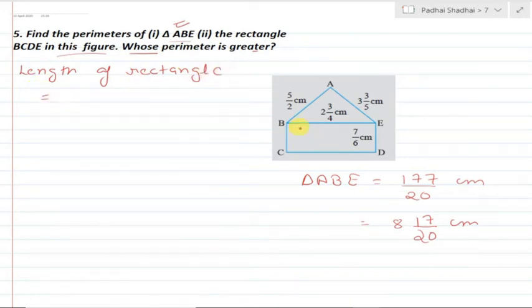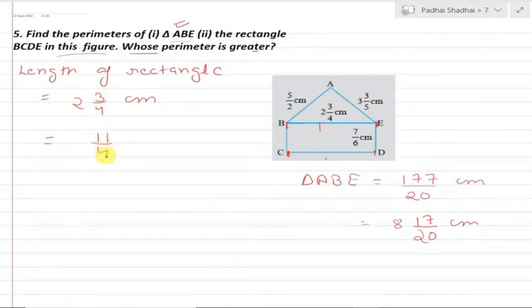BE and CD both can be considered as length because they are equal, and the length is given as 2 integer 3 by 4. Converting it into an improper fraction, 4 times 2 is 8, plus 3 is 11. So the answer will be 11 by 4 centimeter.